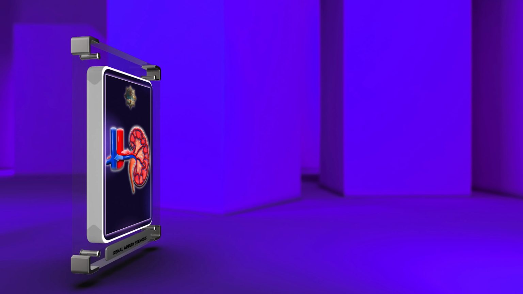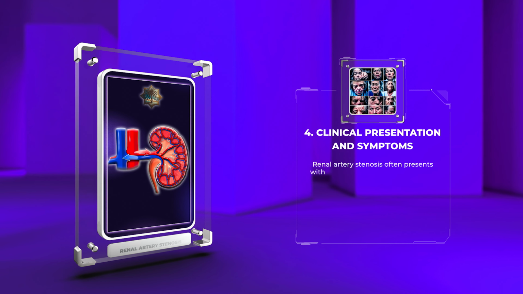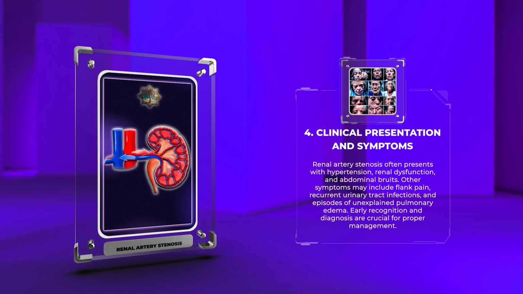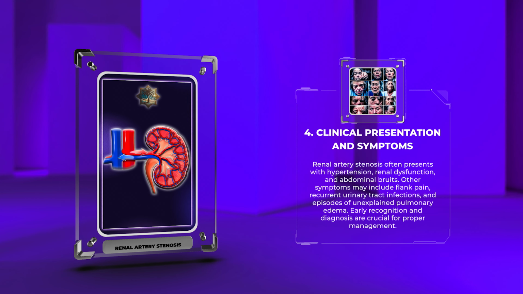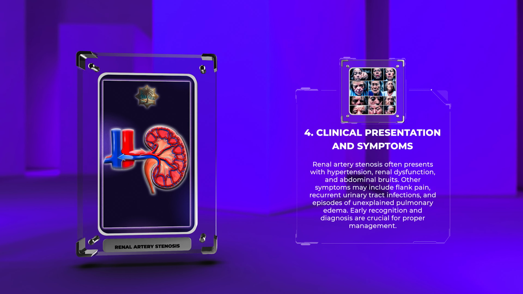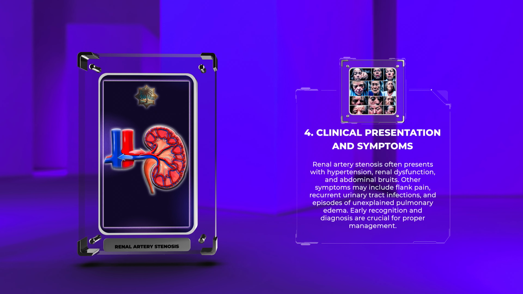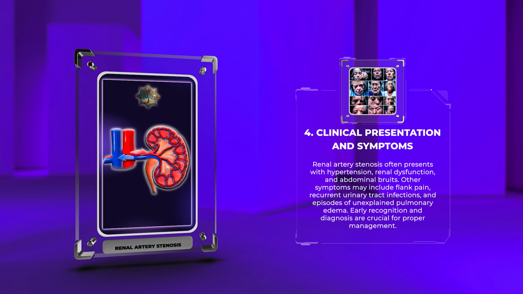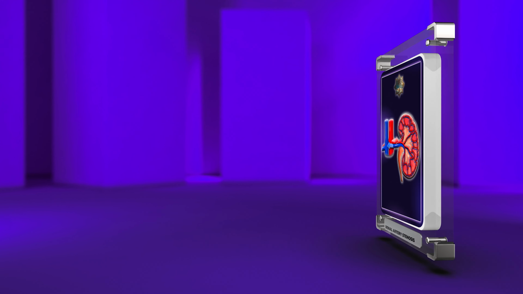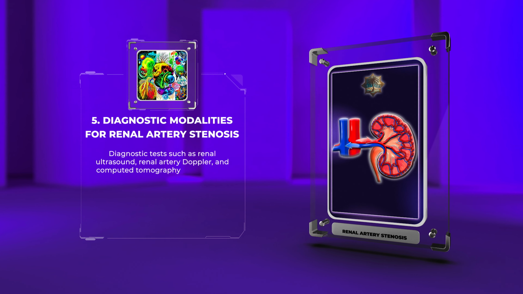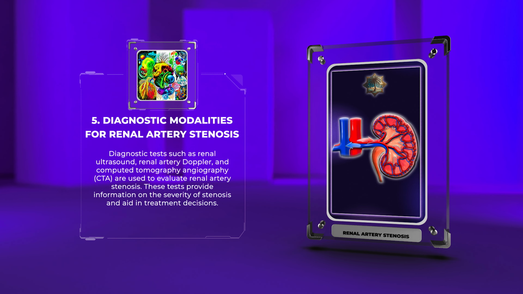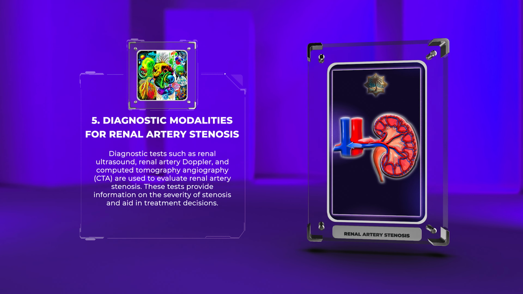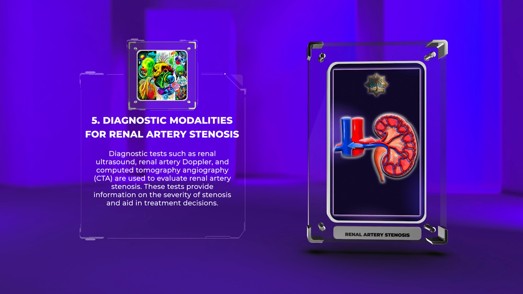Renal artery stenosis often presents with hypertension, renal dysfunction, and abdominal bruits. Other symptoms may include flank pain, recurrent urinary tract infections, and episodes of unexplained pulmonary edema. Early recognition and diagnosis are crucial for proper management. Diagnostic tests such as renal ultrasound, renal artery Doppler, and computed tomography angiography, CTA, are used to evaluate renal artery stenosis. These tests provide information on the severity of stenosis and aid in treatment decisions.